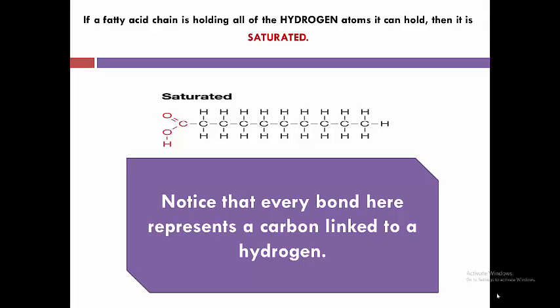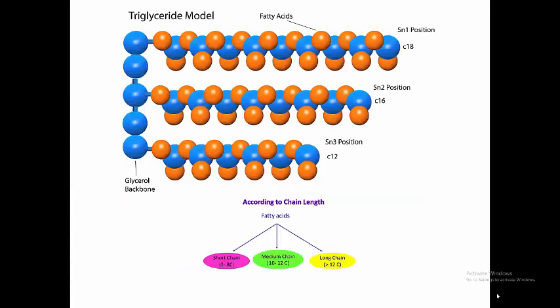The more hydrogens on the chain attached to carbons, the greater the degree of saturation. The fewer hydrogen atoms, the lesser the degree of saturation. So when something is fully saturated with hydrogen, we call it a saturated fatty acid chain. And when it is missing any hydrogen, we call it an unsaturated fatty acid chain. This will become easier.